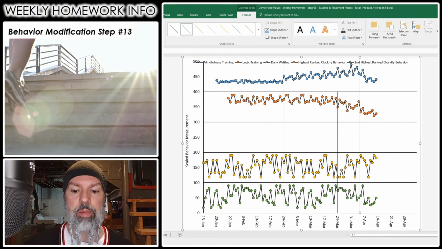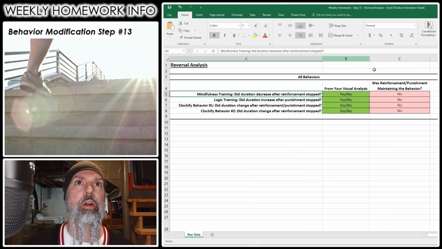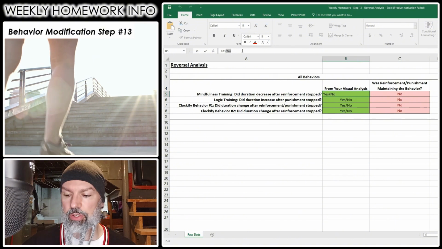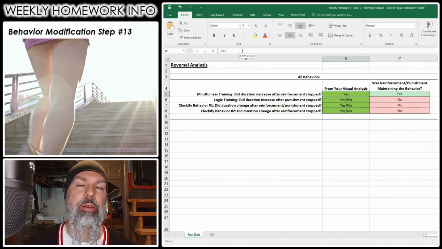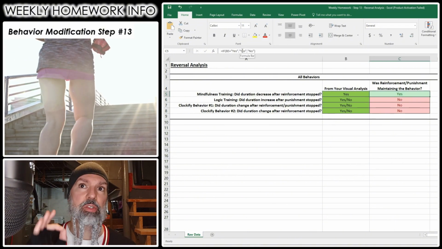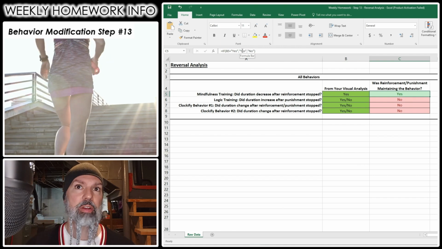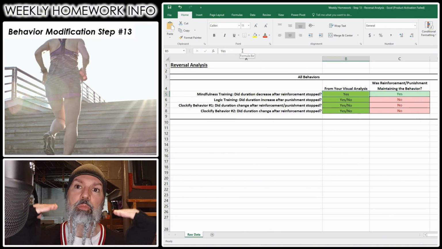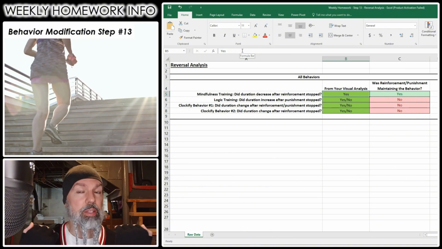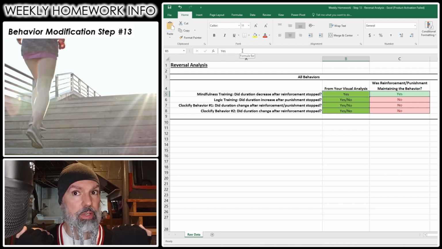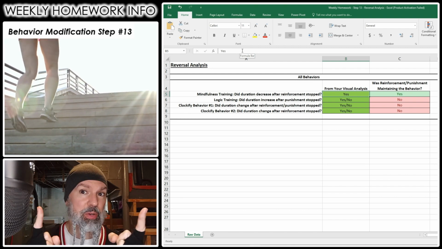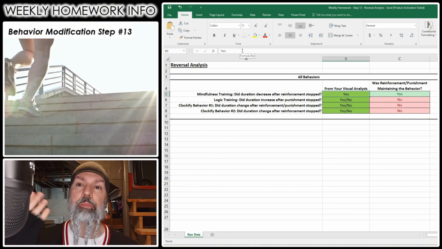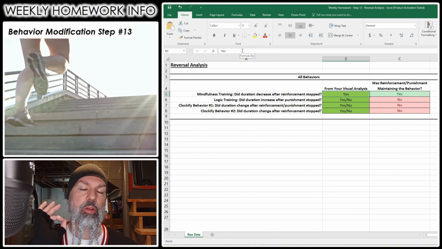the reversal procedure was implemented. So we would go back to our weekly homework step 13 reversal analysis, and we would change this to a yes. And what it then will let us know is, was reinforcement or punishment maintaining the behavior? So in this case, because the mindfulness training duration decreased once the reinforcement was removed in this reversal procedure, because it decreased, that's a good indication that the mindfulness behavior was being maintained by the reinforcement.